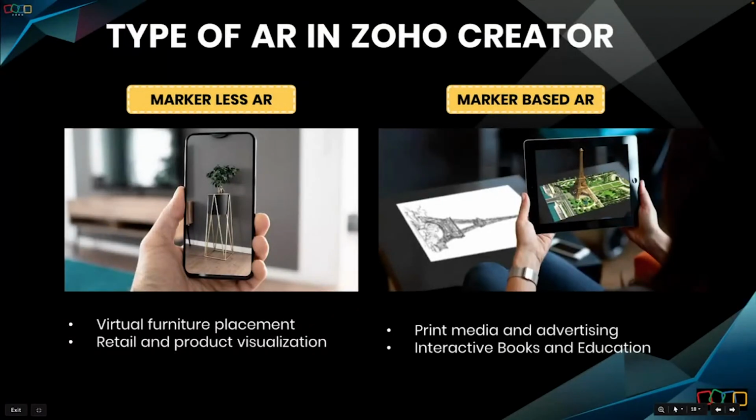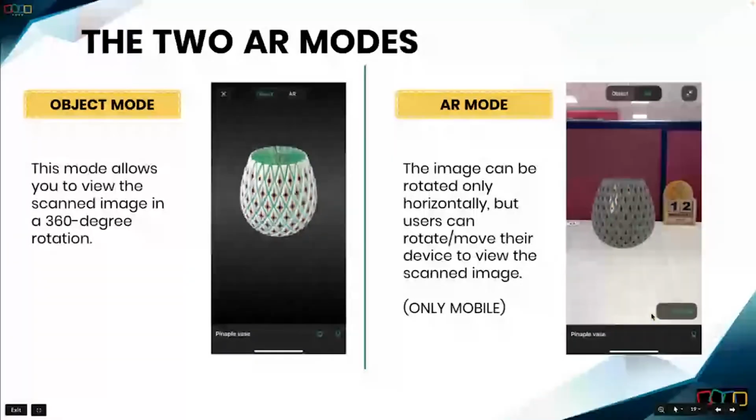Before discussing about both the types in detail, let's quickly understand the two modes of augmented reality that are available in Zoho Creator. The two different AR modes available in Zoho Creator are the object mode and the AR mode. The object mode allows you to open the 3D model within your Creator app with a plain background, where you can rotate the model at an angle of 360 degrees, and you can also zoom in and zoom out the model as per your convenience.